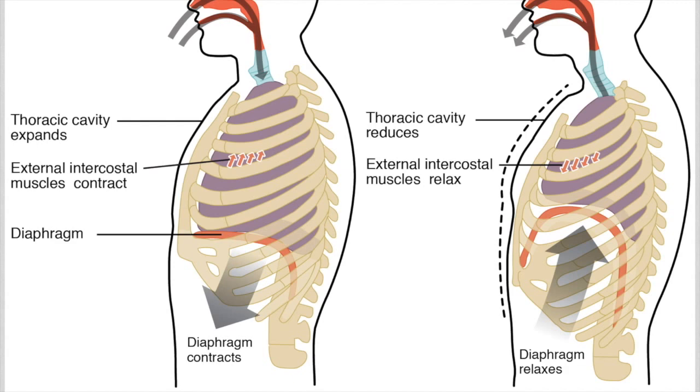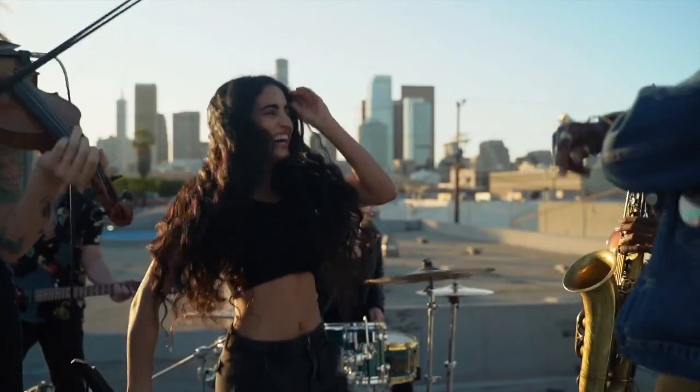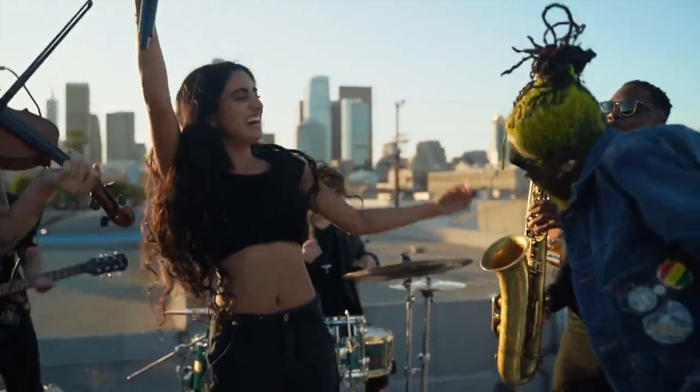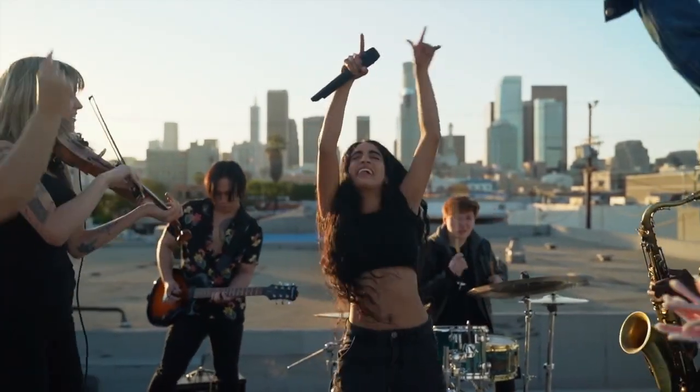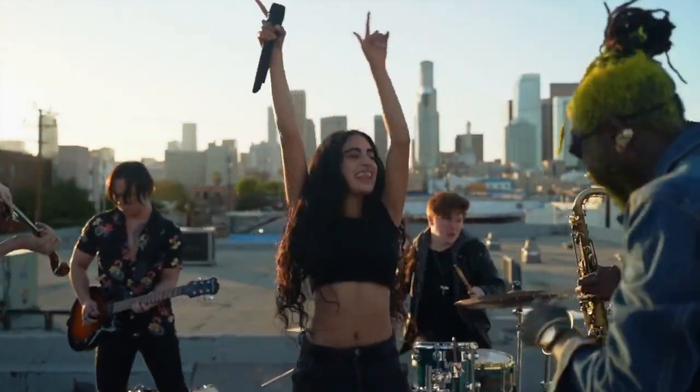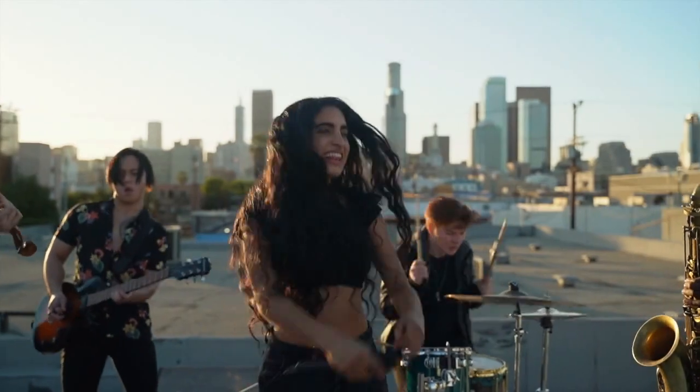Pulmonary ventilation comprises two major steps: inspiration and expiration. A respiratory cycle is one sequence of inspiration and expiration. Two muscle groups are used during normal inspiration: the diaphragm and the external intercostal muscles. Additional muscles can be used if a bigger breath is required.